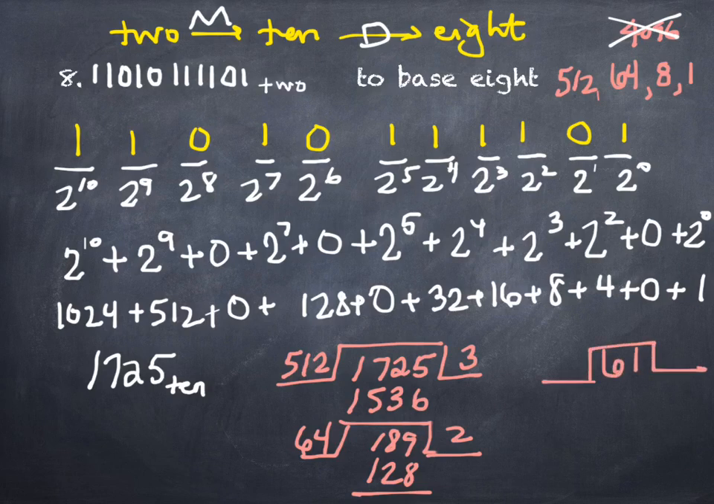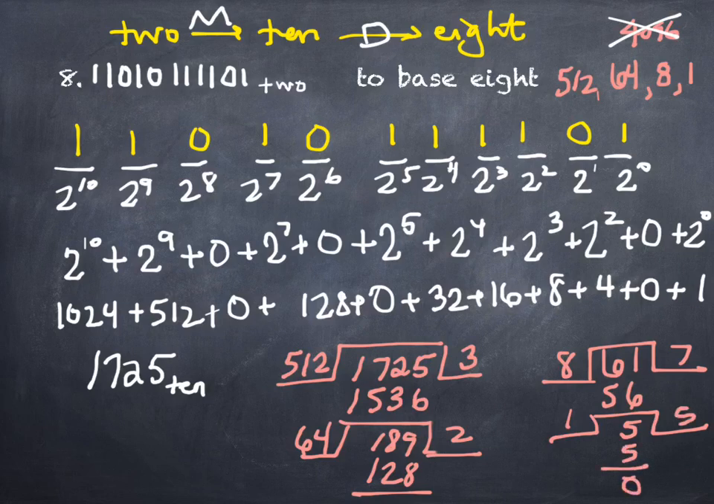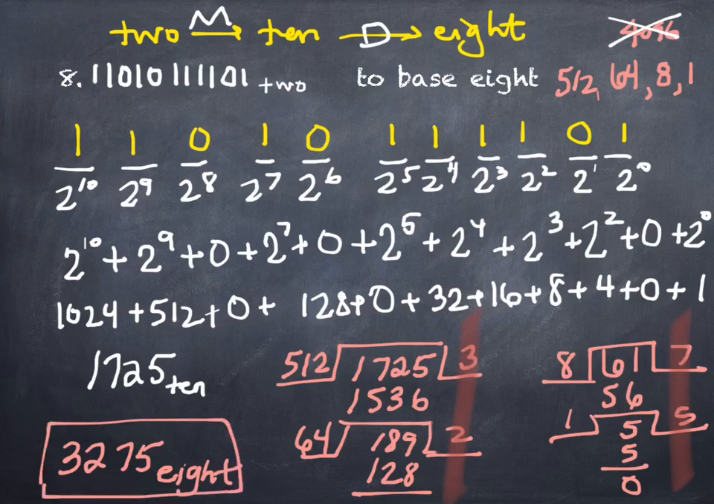61 then gets divided by the next power of 8, which happens now to be 8. 8 will go into 61 exactly 7 times. 7 times 8 is 56. And then 61 minus 56 is 5. 5 divided by 1 is 5. I've got my remainder of 0, and my solution, as we were looking at before, is over here on the right-hand side of this. My solution is 3275, base 8.